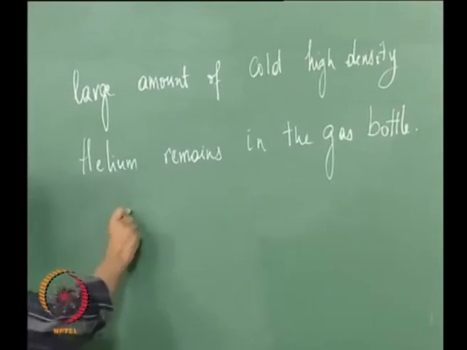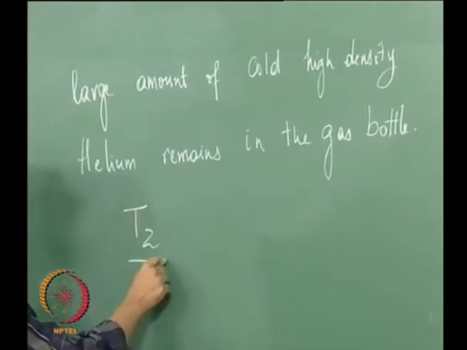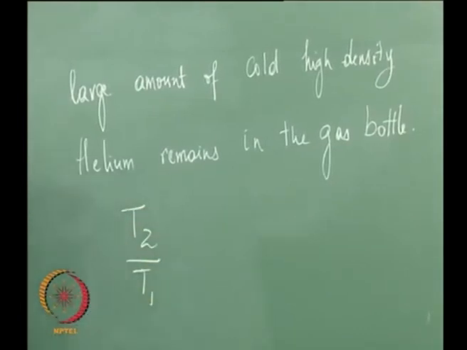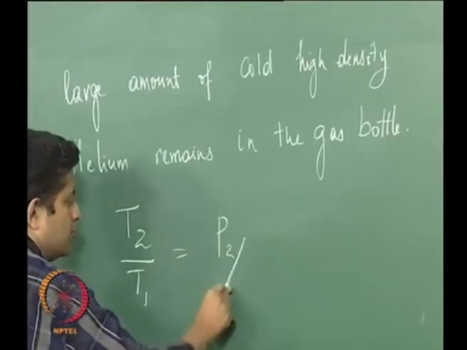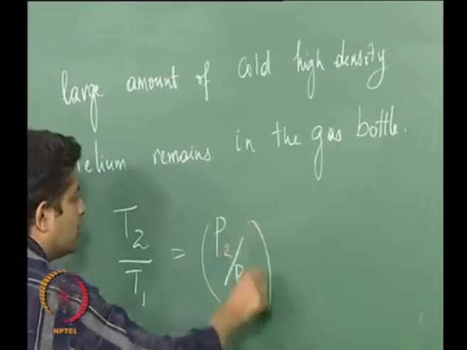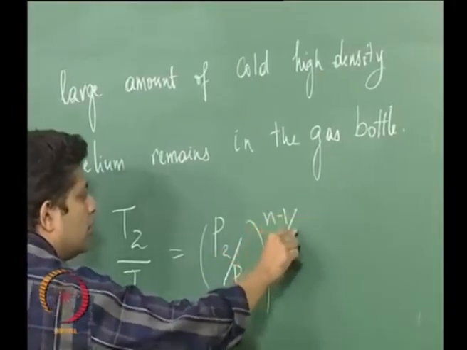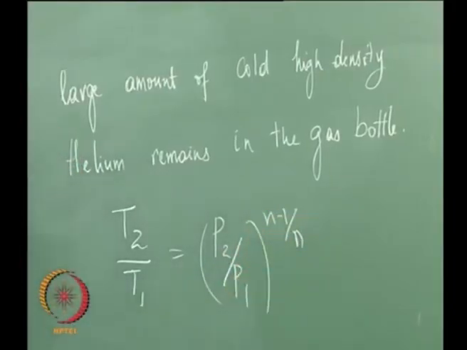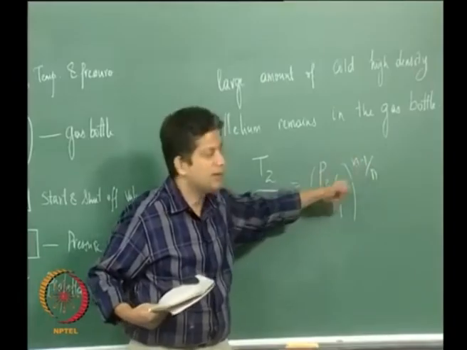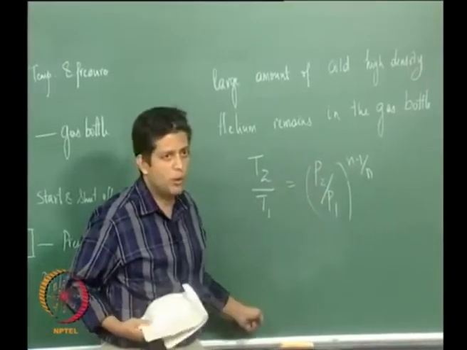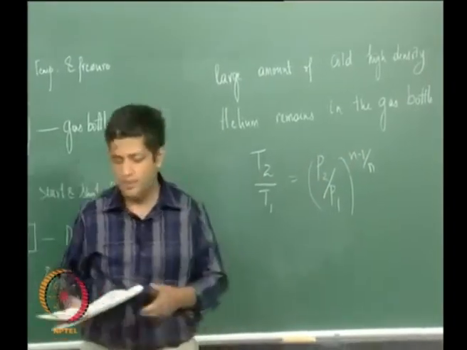And this process is an isentropic or a polytropic process. So, you will have, okay, if it is isentropic, then it will be n is equal to gamma, otherwise n will be lower than gamma. Okay.